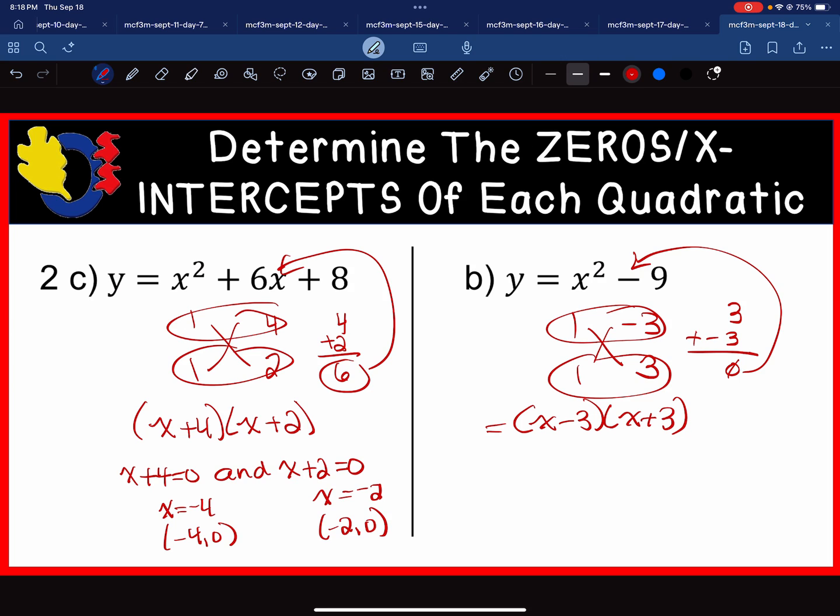So our x-intercepts are x minus 3 equals 0 and x plus 3 equals 0. So we have x equals 3 and x equals -3. So (3, 0) is one coordinate and (-3, 0) is the other coordinate. Okay, let's look at another question.